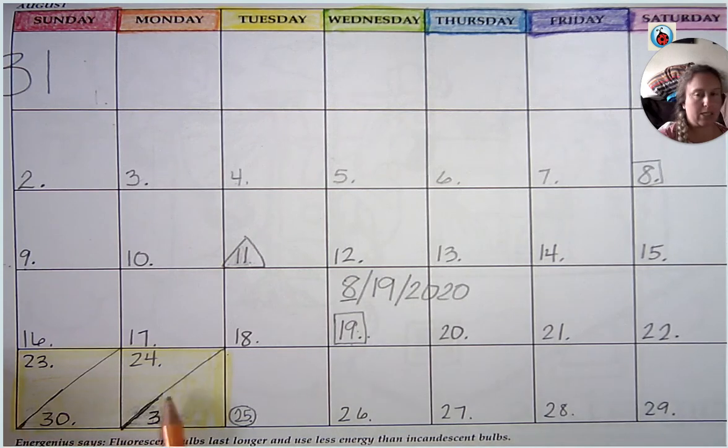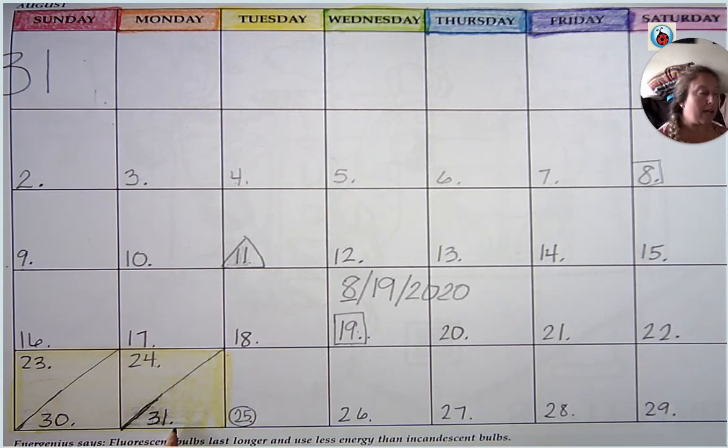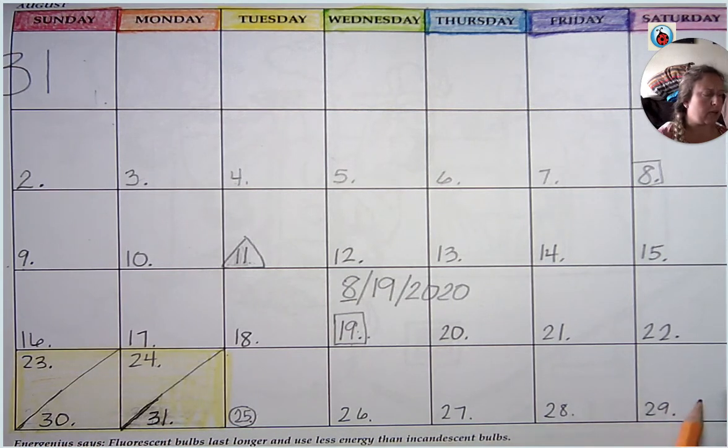Now look at these two squares. Notice how Mrs. Smith put a line through them. 23, 24, 25, 26, 27, 28, 29. Then I went back over here to 30 and 31. So you might ask yourself, why didn't we just put them here at the end?